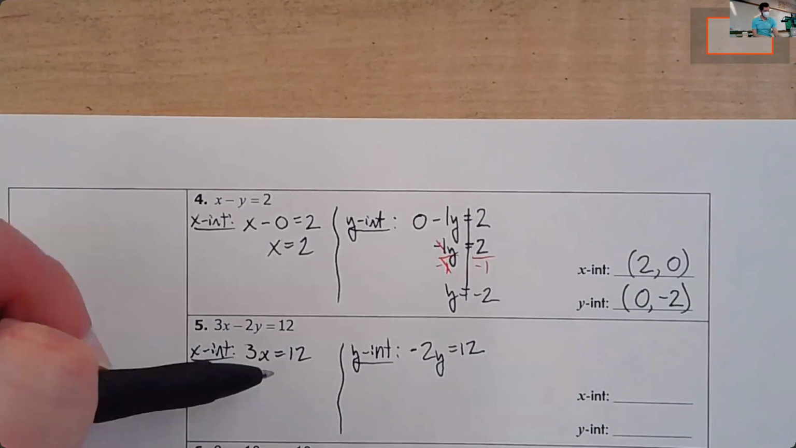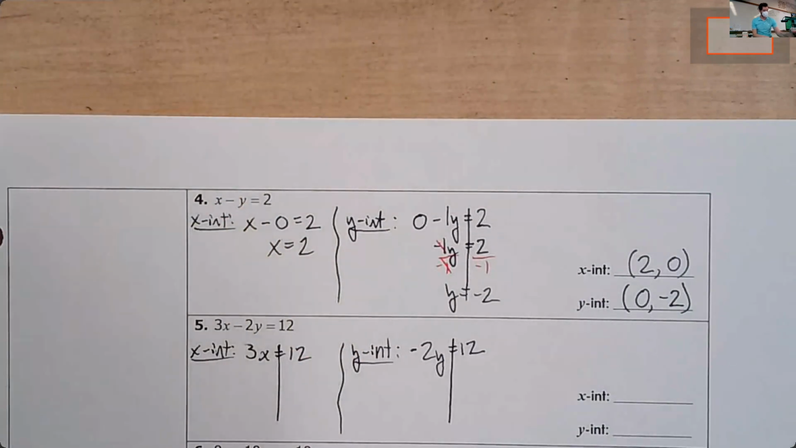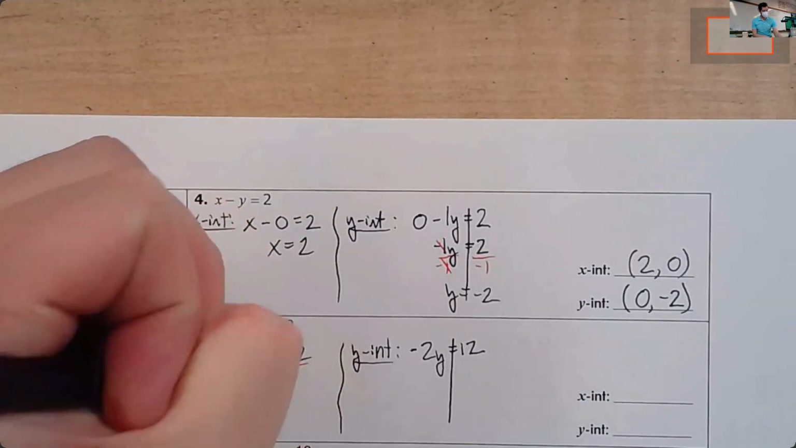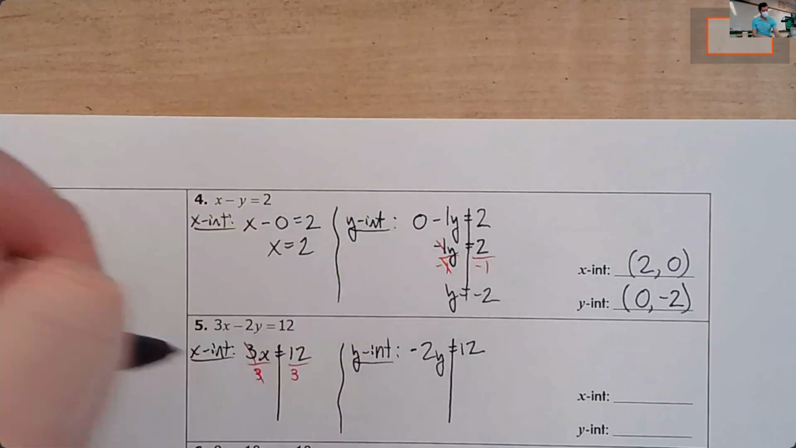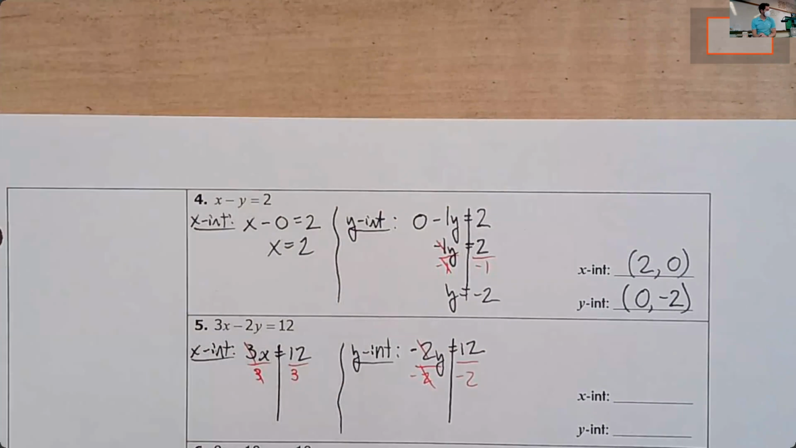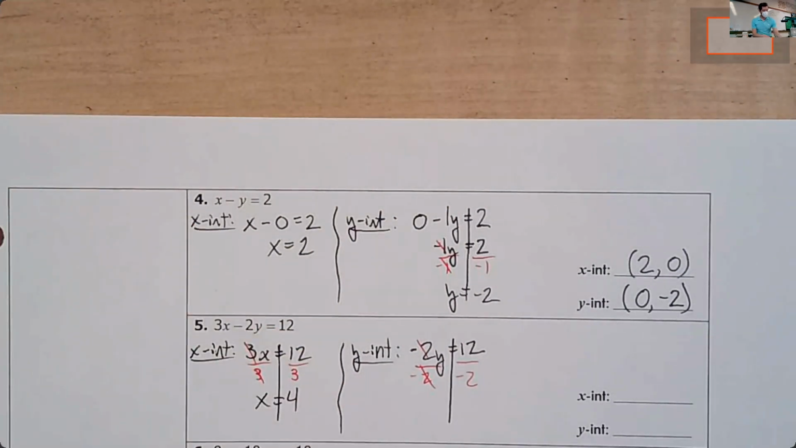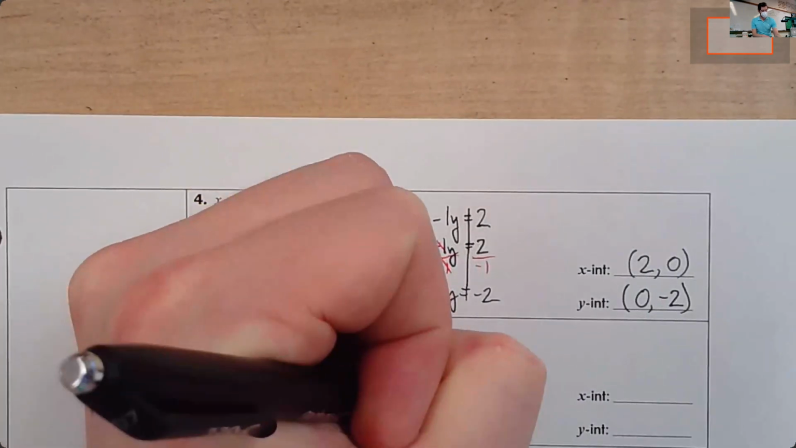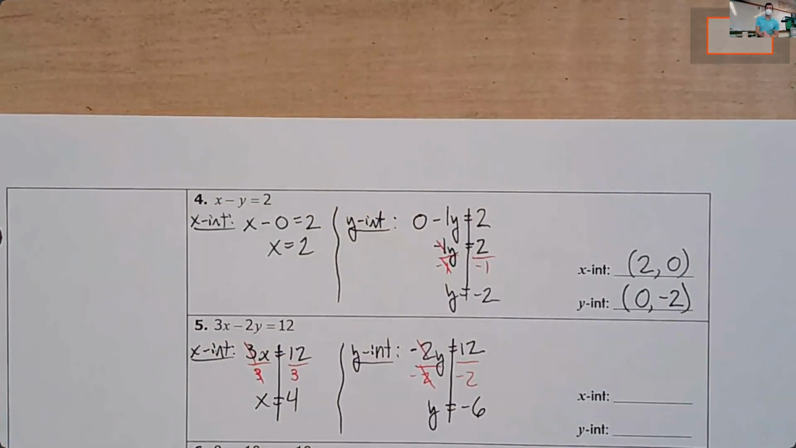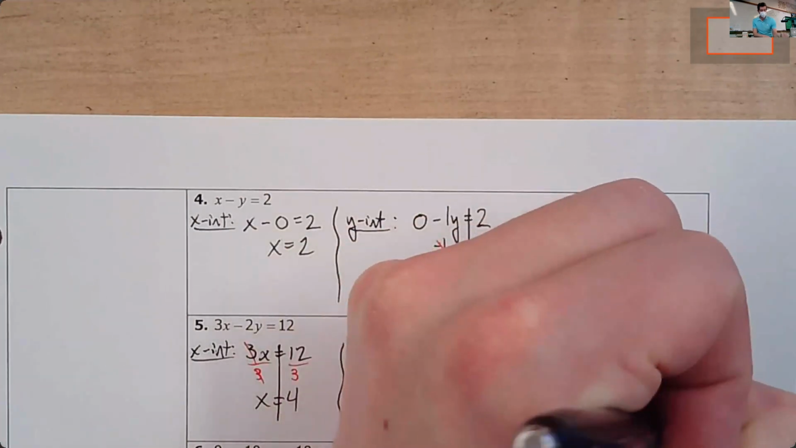All right, so let's go ahead and do those real quick. These are each one-step equations. We're just going to divide on each of these. So divide by 3. And then on the other one, divide by negative 2. 12 divided by 3 means that x equals 4. Over here, 12 divided by negative 2 means that y is equal to negative 6. So the x-intercept is at 4, 0. And the y-intercept is at 0, negative 6.